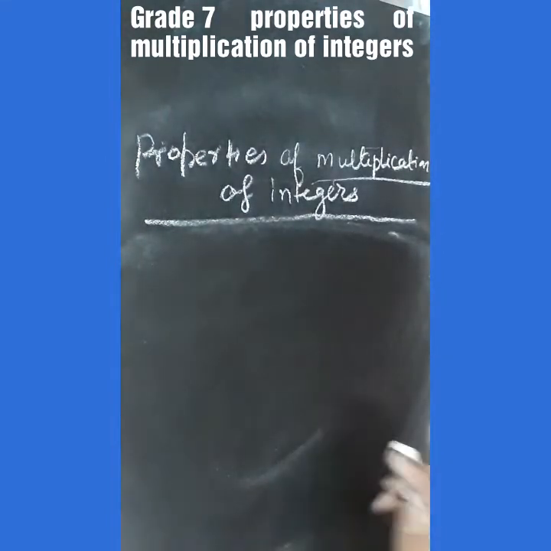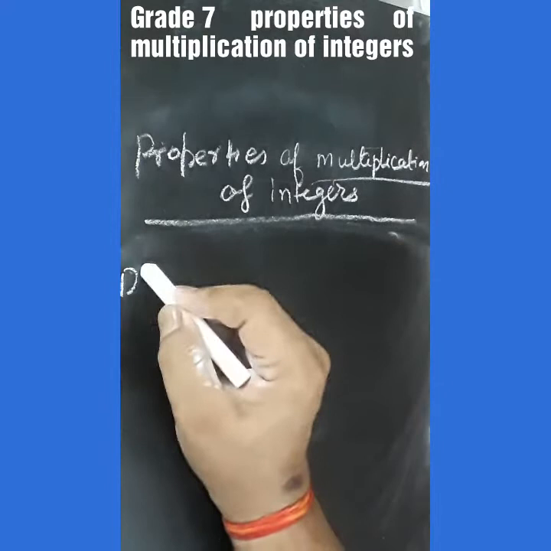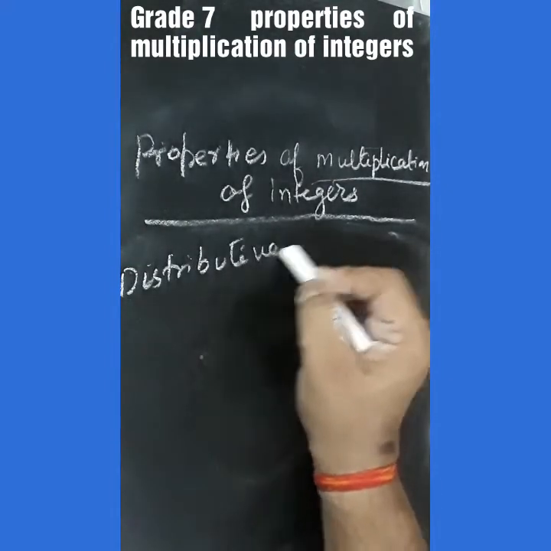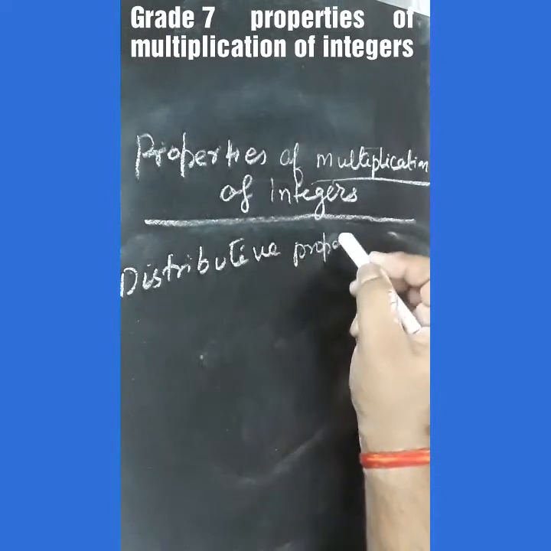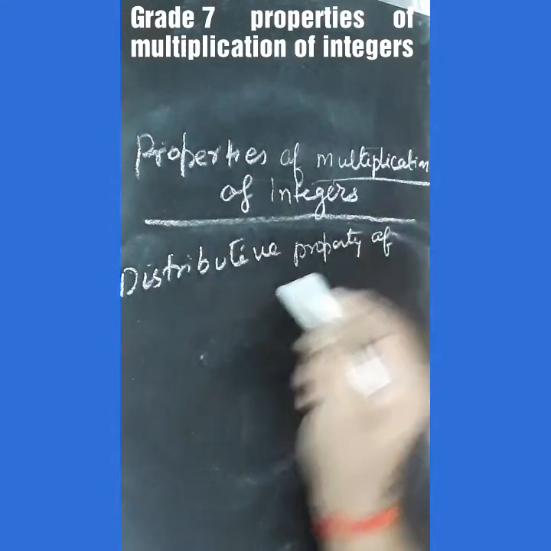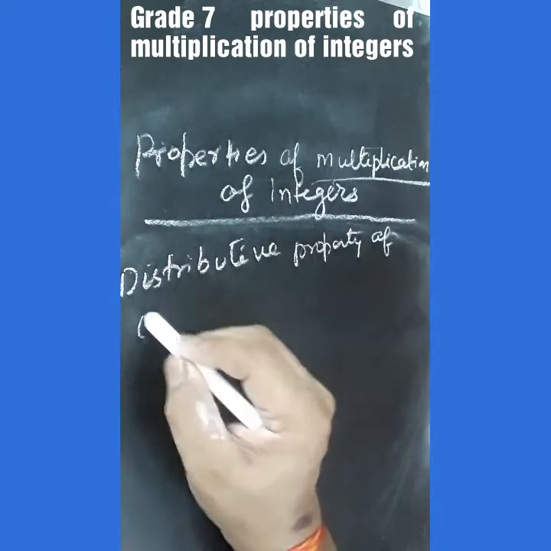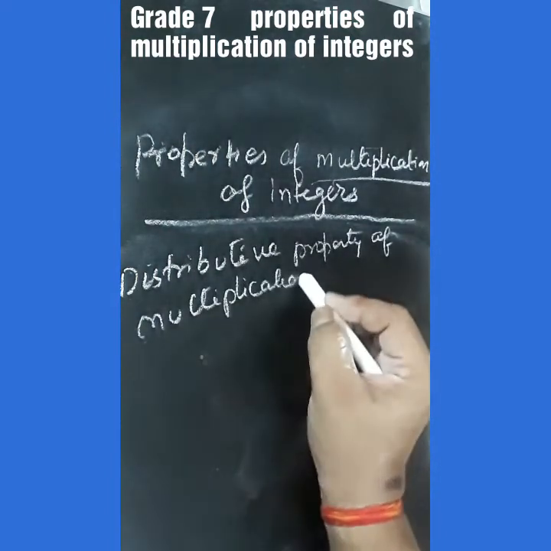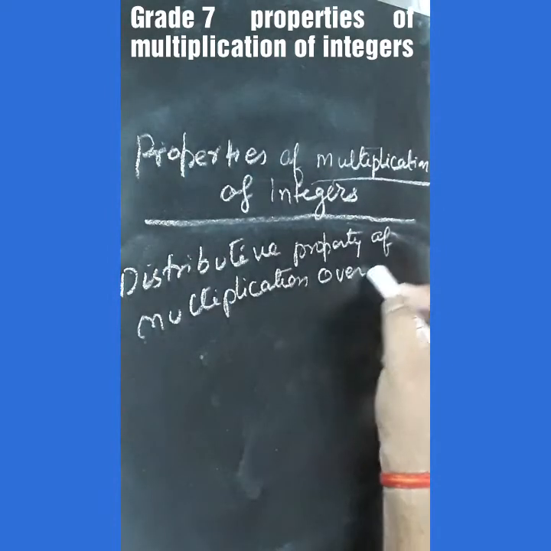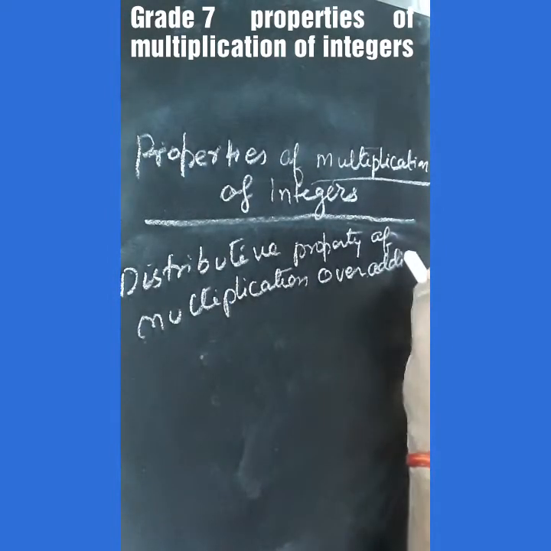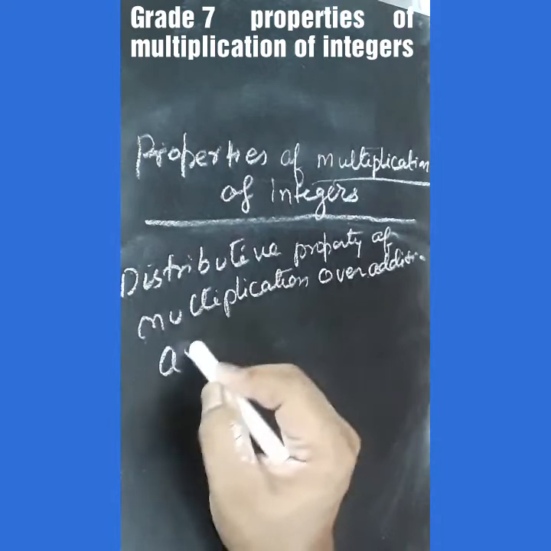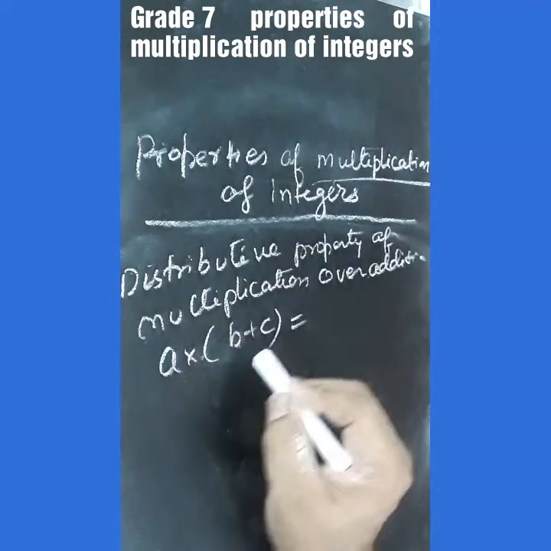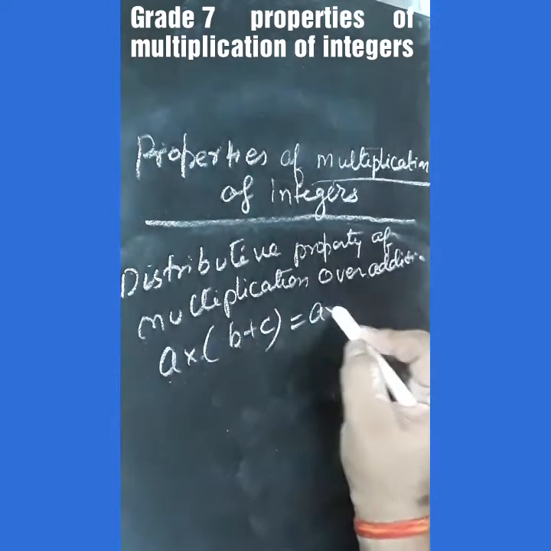Now we will see distributive property of multiplication over addition. What does it mean? It means a into (b plus c) will be equal to a into b plus a into c.